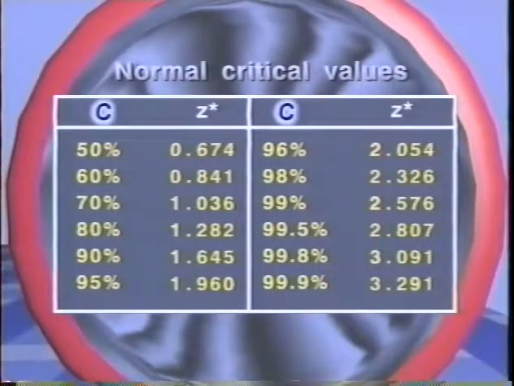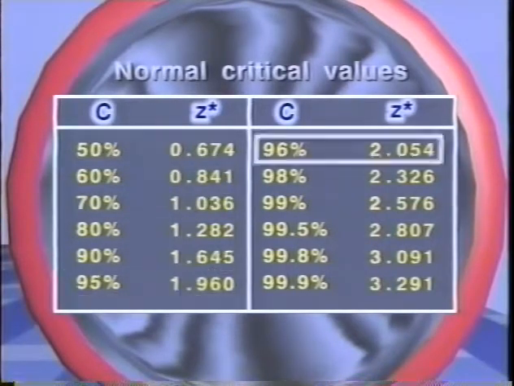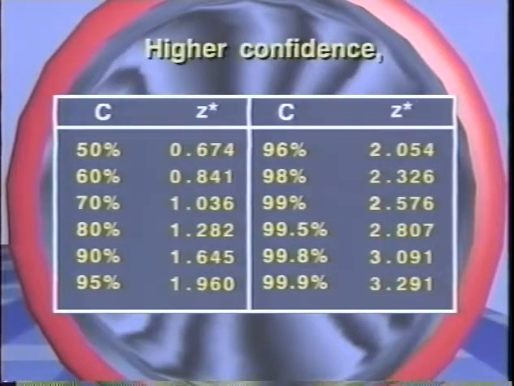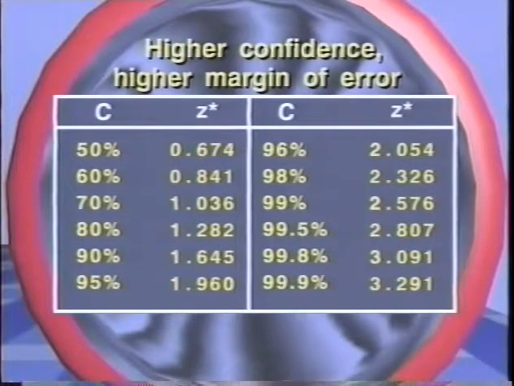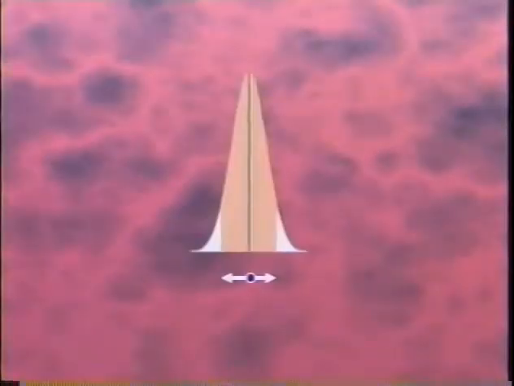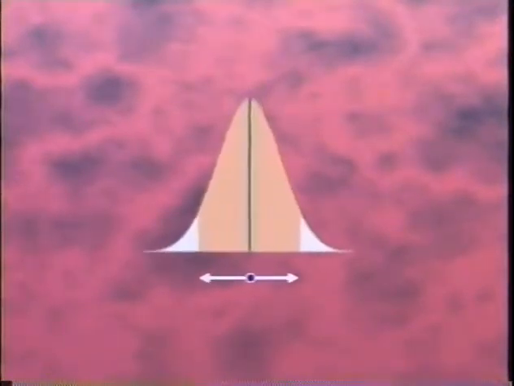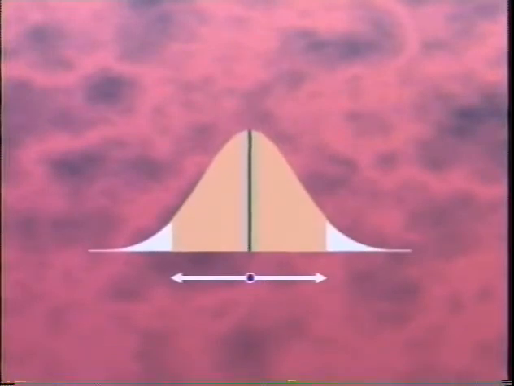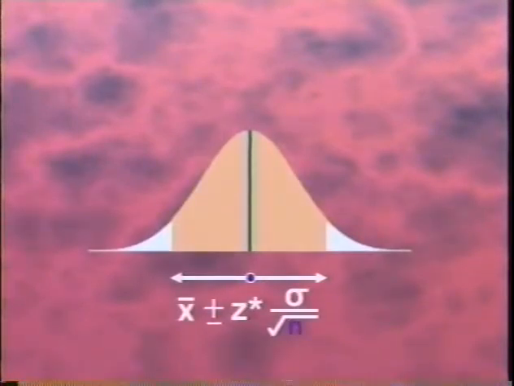In the recipe, the confidence level determines z-star. As the table shows, higher confidence demands a larger z-star, and so a larger margin of error. The recipe shows that the margin of error also varies with the population standard deviation. The larger sigma is, the larger the margin of error. And that makes sense. The more variation there is in a population, the harder it is to pin down the mean mu.